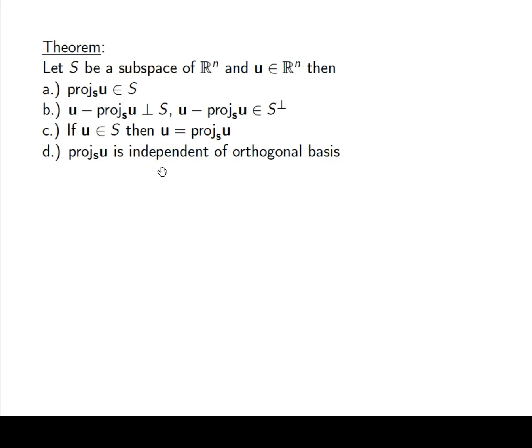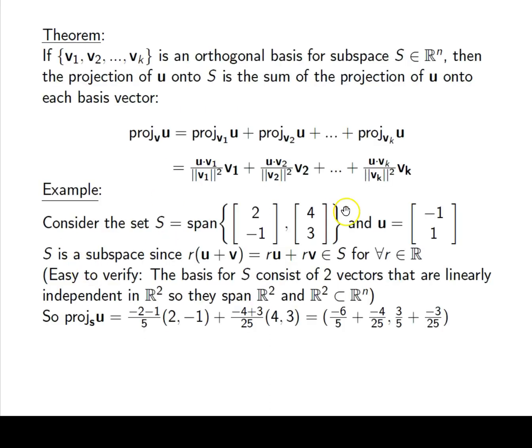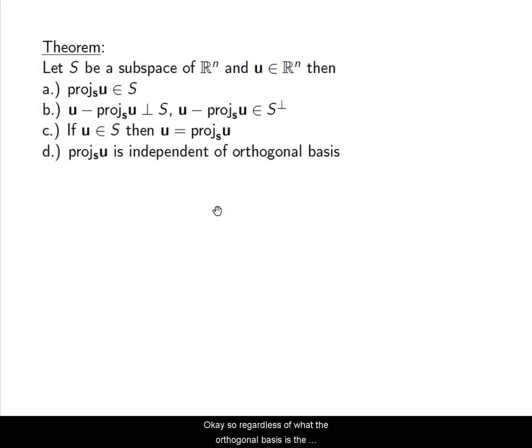So I guess that brings me full circle back to the last example. Regardless of what the orthogonal basis is, the projection of U onto S will always look the same. Remember before we were talking about how a vector looks under different bases. No matter what the basis is, as long as it's an orthogonal basis, the projection of U onto S will always look the same, regardless of what that orthogonal basis looks like. So that example I had previous was still incorrect because that basis was not orthogonal.